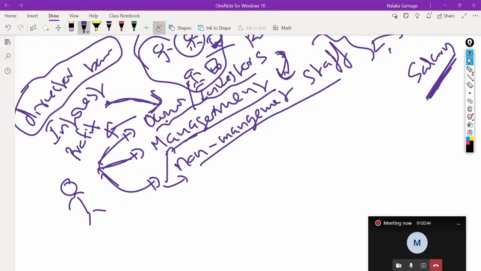So what they get is a profit. But these management and non-management staff, what they get is salary. But there are special cases in some business organizations where they give shares to these people as well. So in that case, they will get a small amount of profit as well, because they own some shares of the organization. That is just to give them that feeling of ownership. But the majority of the shares will be owned by the owners and the investors.